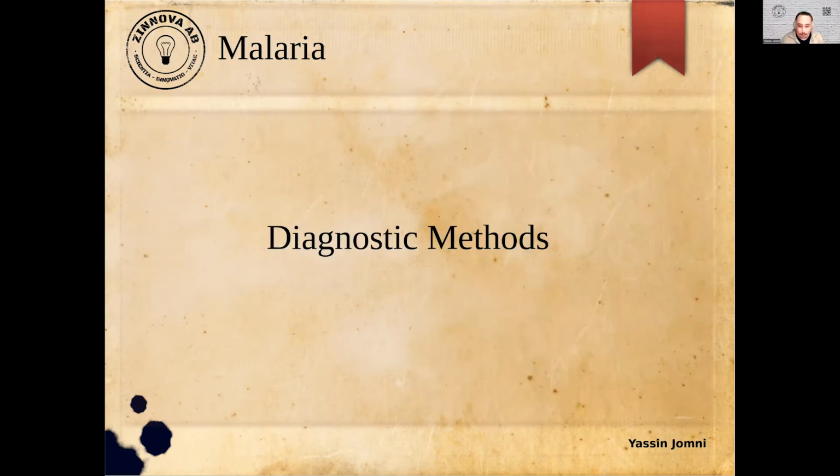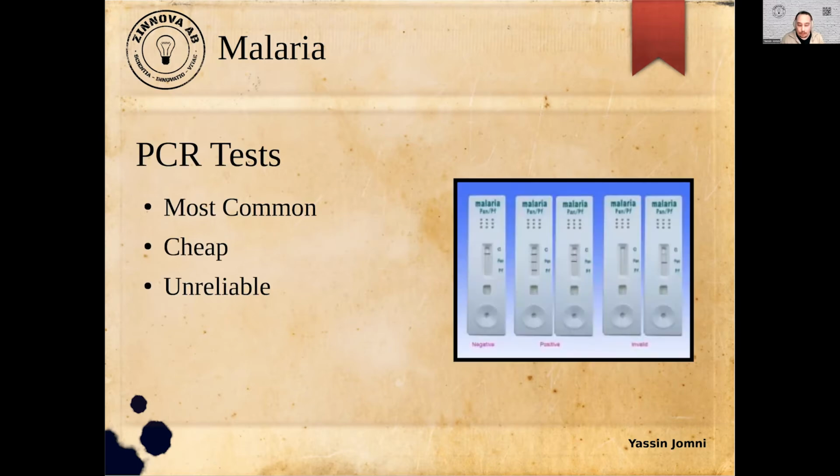So now I'll discuss briefly different diagnostic methods that are used today to diagnose malaria. The most common one is PCR tests. There are a lot of PCR tests. It's a little bit like the COVID test that you buy in the pharmacy. So they're the most common one. They are cheap, but they are very unreliable, and the reliability differs from brand to brand, but generally they're not so reliable.